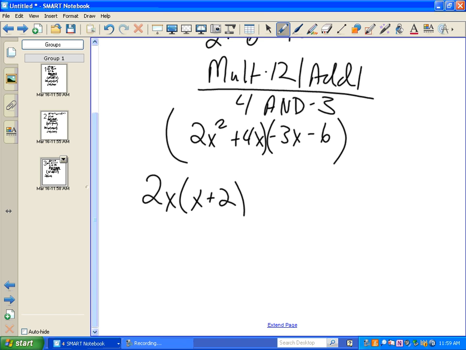Why do you take out a negative? Very good. You look at that first term. If that first term is negative, you must take out a negative. If the first term's positive, you take out positive. The first term is what dictates that to you. So you take out a negative 3, you're left with x plus 2.